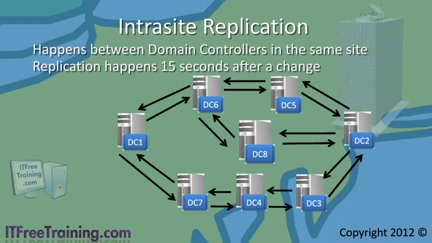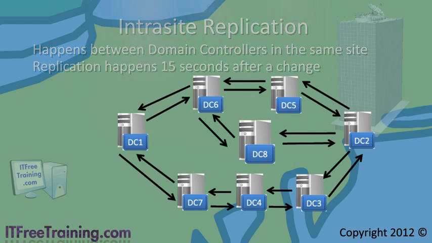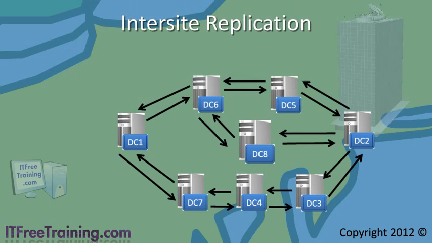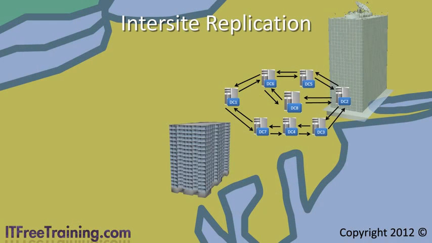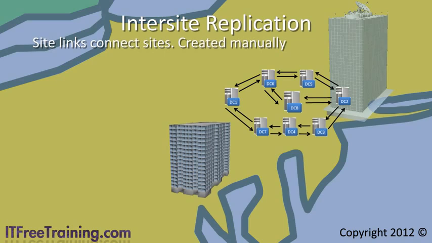The next part of replication in Active Directory is between sites. This kind of replication is called inter-site replication. In this example, consider the link between New York and Washington. In order for these 2 sites to replicate changes between each other, there must be a site link connecting the 2 sites. This is not created automatically and needs to be created by an administrator.